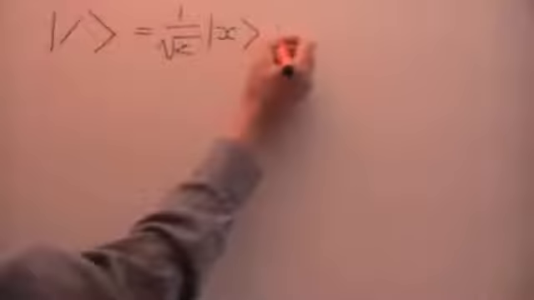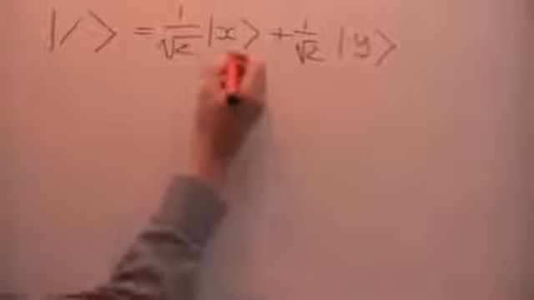Let's say that it was a 45-degree polarized photon. We wrote that in the following way: 1 over root 2 of x plus 1 over root 2 of y. What we meant by that was that x was the horizontal polarizer and y was the vertical polarizer.